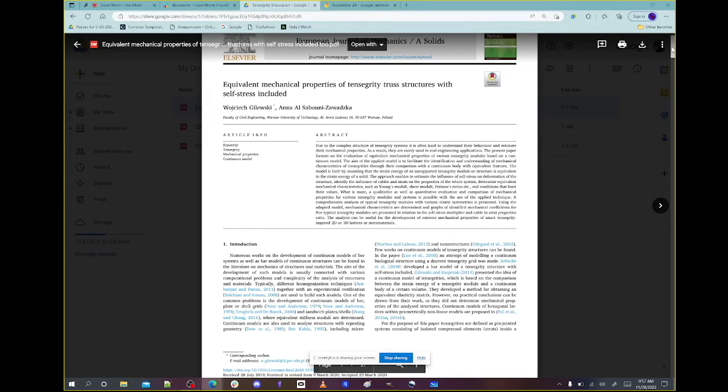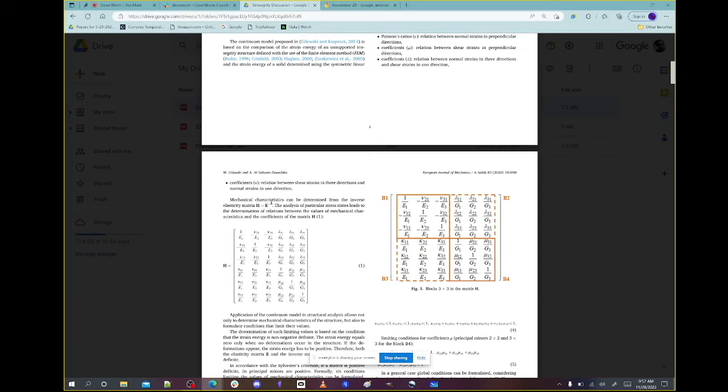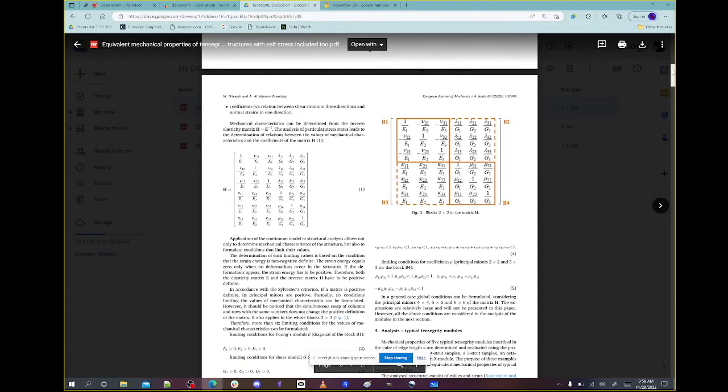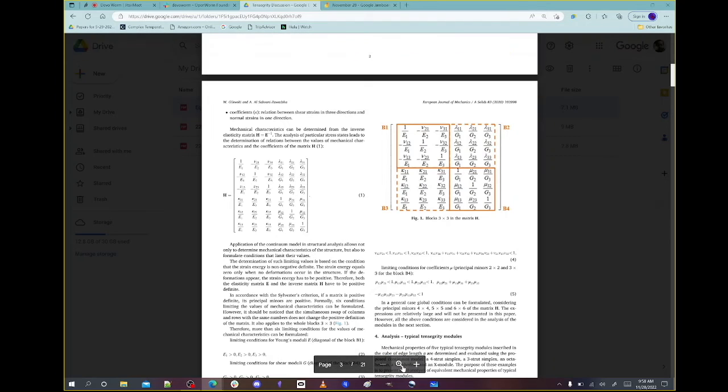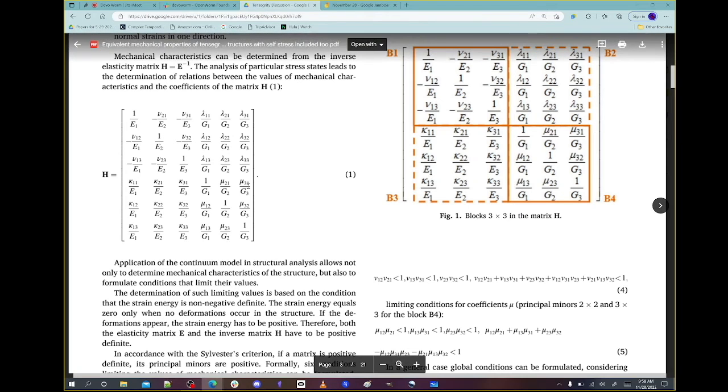Well, these are the block matrices here, where they define mechanical characteristics that can be determined from the inverse elasticity matrix, which is H, and then these are the components of H, and then they take blocks out of that matrix. There's E, and then you have G, on the right hand side of the matrix. So what is G again?